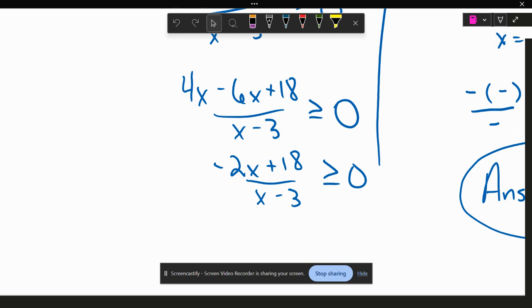There's a really nice reason at the end, by the way, as to why we set it equal to 0, or greater than 0, or less than 0. I'll get to that in a minute.